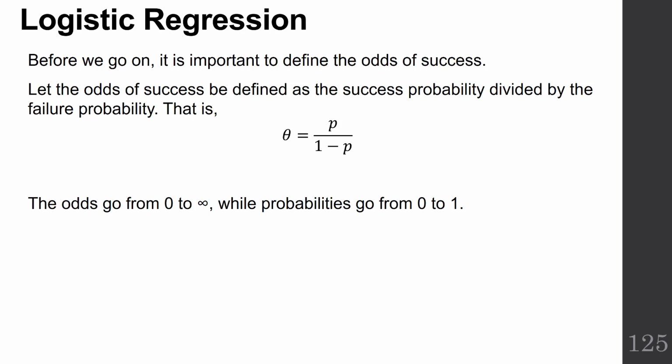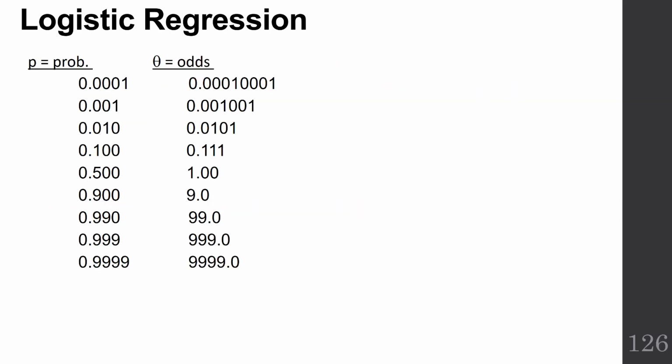The odds go from 0 to infinity, while probabilities go from 0 to 1. So let's imagine a couple of these. Take, for instance, a probability of 0.5 in the middle of our left-hand column. How do you compute the odds? Well, it's P over 1 minus P. So P here is 0.5, and 1 minus P is also 0.5, and 0.5 divided by 0.5 is 1. So that's how we arrive at 1 on the right side.